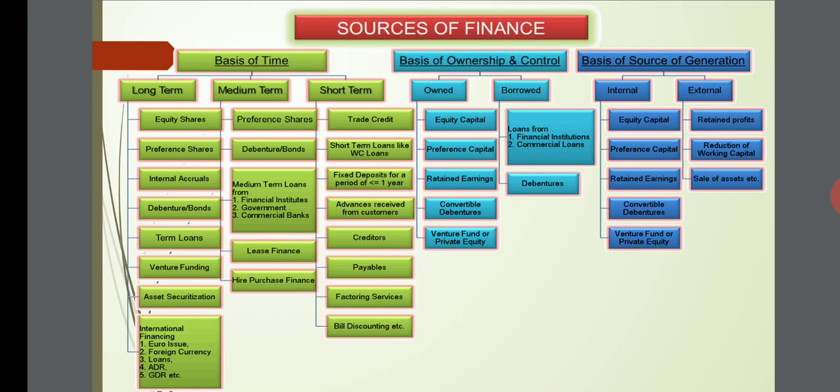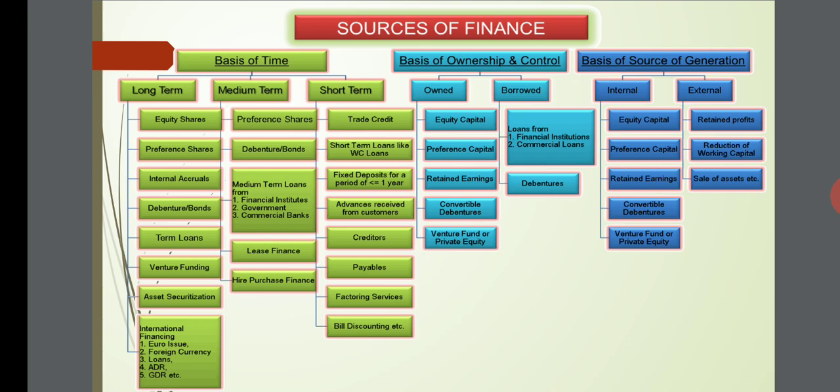Now, let us understand how we segregate long term source of finance, medium term source of finance, and short term source of finance. Long term source of finance is something which is more than 3 years. Medium term source of finance is from 1 year to 3 years, and short term finance is a finance which is repayable within 1 year.